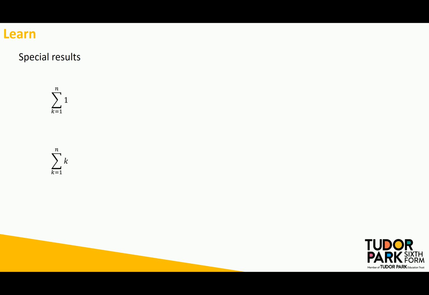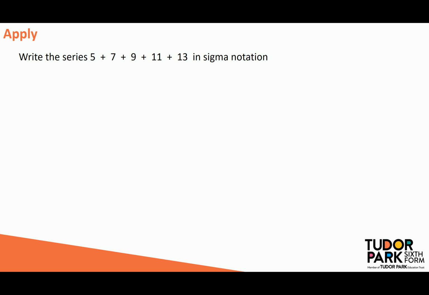We've got a couple of special results. If I add together 1 any number of times, so n number of times, then what do I get? Well, I just get n. If I add 1 together twice, I get 2. If I add 1 together 3 times, I get 3. If I add 1 together 10 times, I get 10. So the sum from 1 to n of 1 is n. The sum from 1 to n of k, well, what does this look like? Well, that would be 1 plus 2 plus 3 plus all the way on until we get to n.